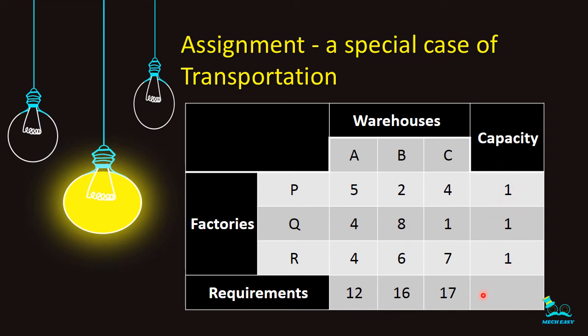Okay, and similarly for the warehouses A, B and C, if I change the capacity or requirement to 1, then it will become the problem of assignment theory. So if the capacity, or you can say requirement, of all the factories and all the warehouses in this case is 1, then the problem of transportation is called the problem of assignment and can be solved by the methods of assignment theory. Okay, we will study this in detail in the next lectures.